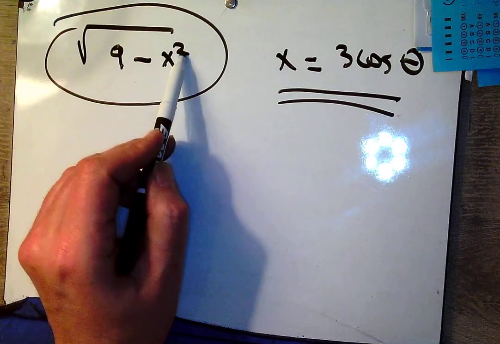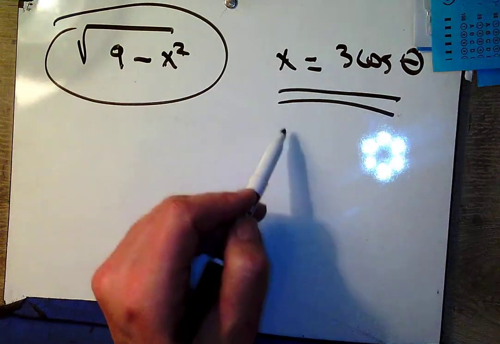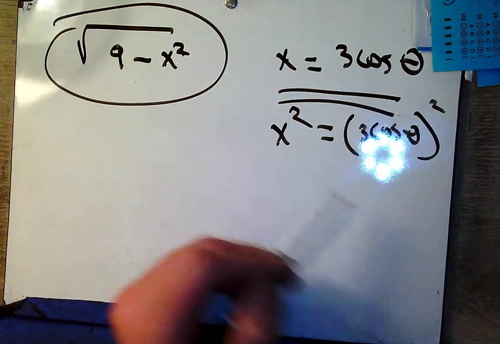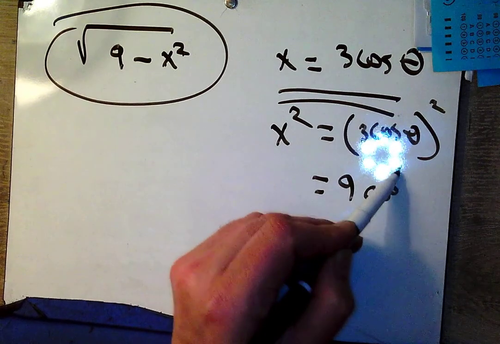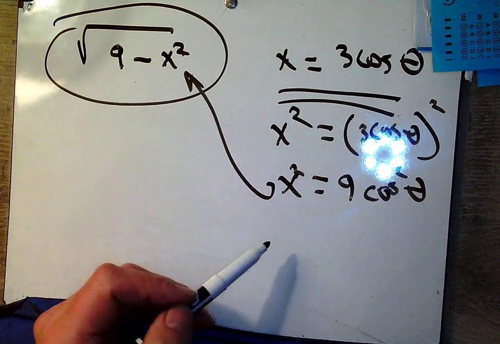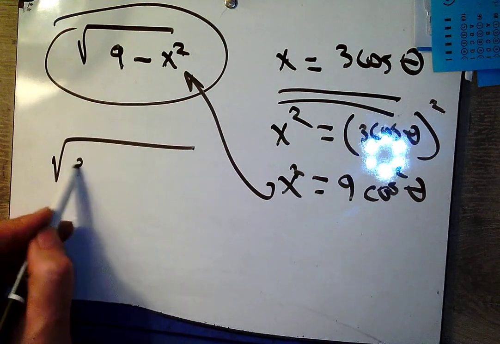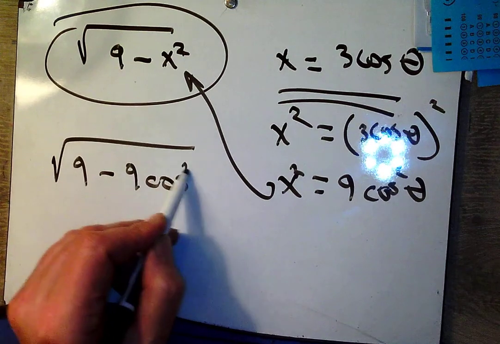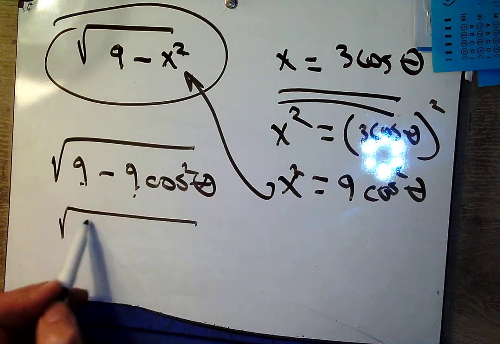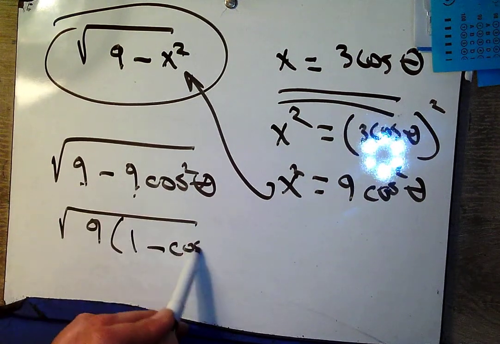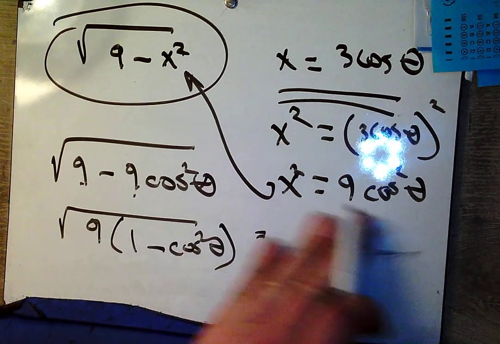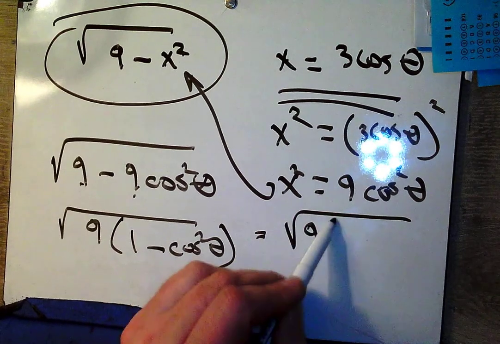So here's x being squared. Here's x. So if I square both sides, I'm going to have 3 cosine theta squared, and that's going to be 9 cosine squared theta. Okay, so let's replace x squared with 9 cosine squared. What's that going to look like? 9 minus 9 cosine squared. Well, that's cool. Look, I could factor out a 9, and I'm left with 1 minus cosine squared. What's 1 minus cosine squared? Good job. 1 minus cosine squared is sine squared.